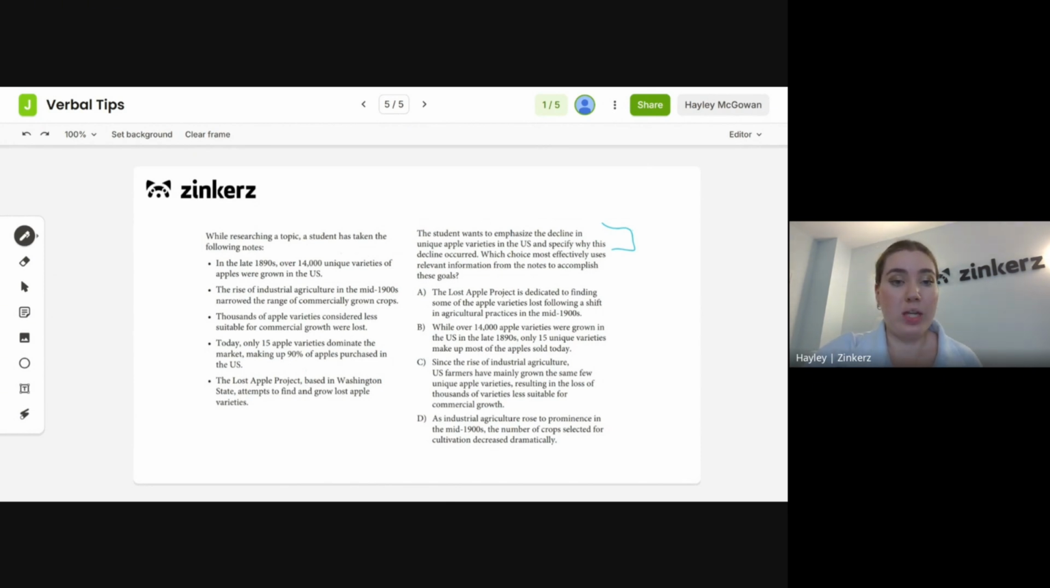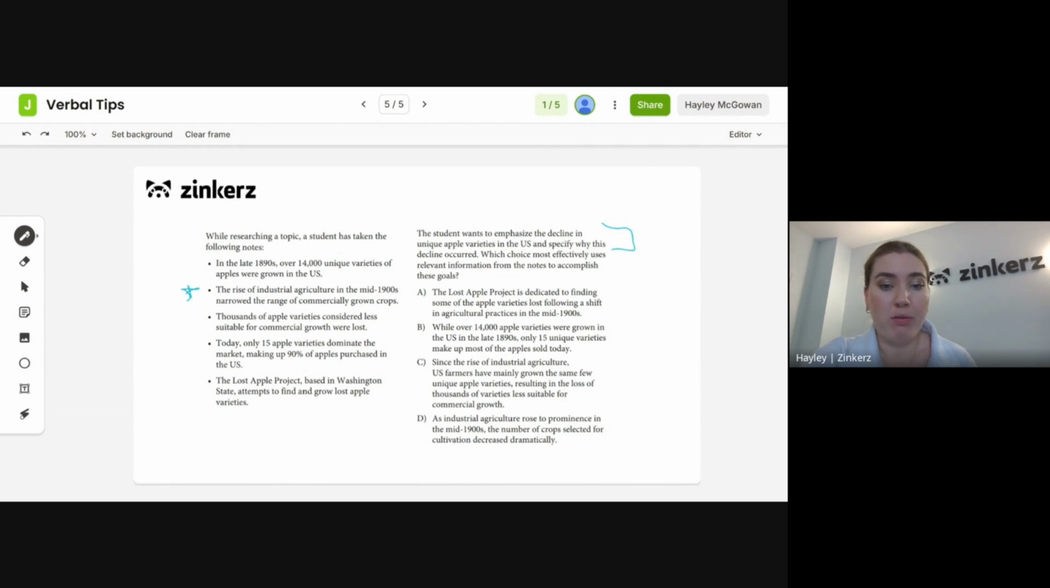All right, so then scanning our bullets, we have to decide which ones are relevant from this list. Bullet 1 talks about how in the late 1890s, over 14,000 unique varieties of apples were grown in the US. Helpful background, not relevant to our goal. The second one, the rise of industrial agriculture in the mid-1900s, narrowed the range of commercially grown crops. All right, so this seems potentially relevant to why the decline occurred.